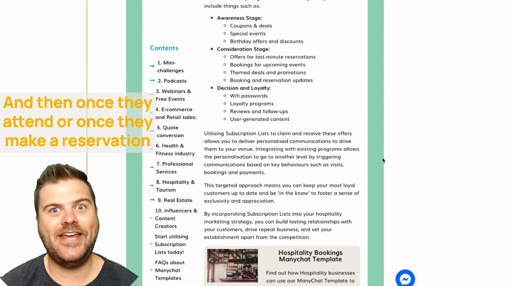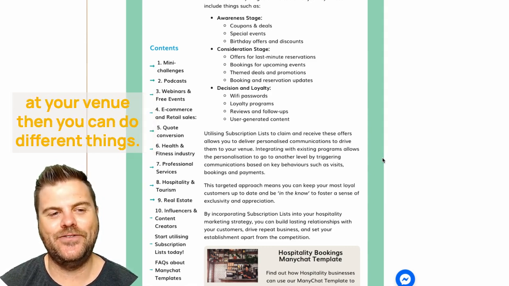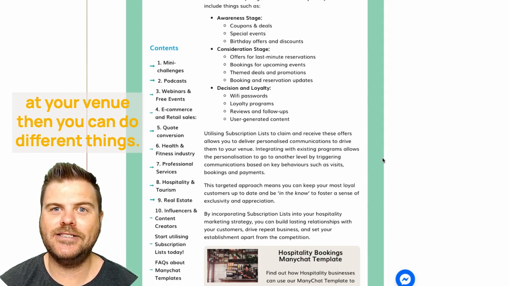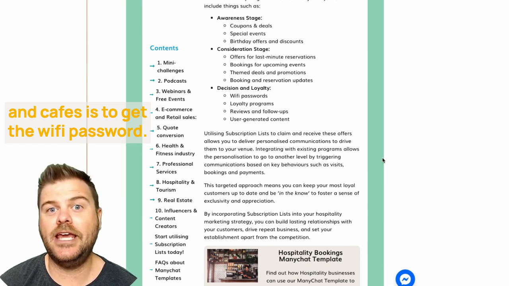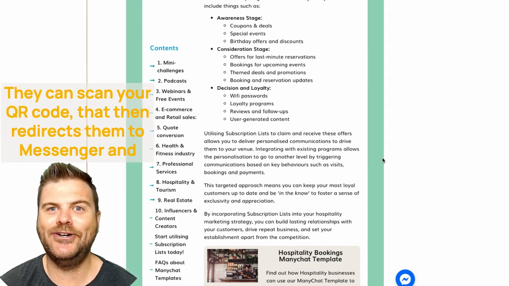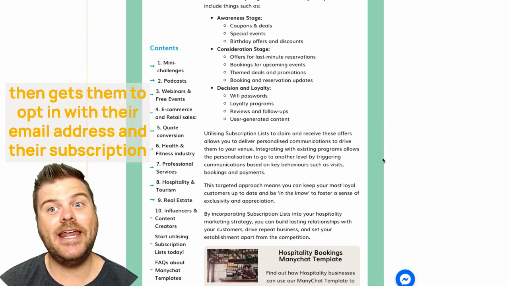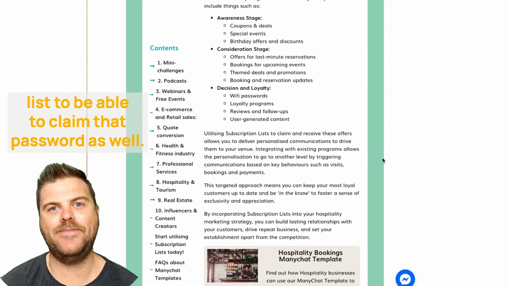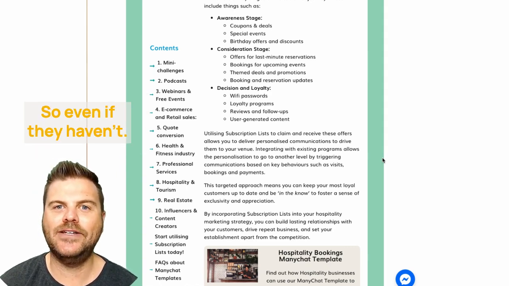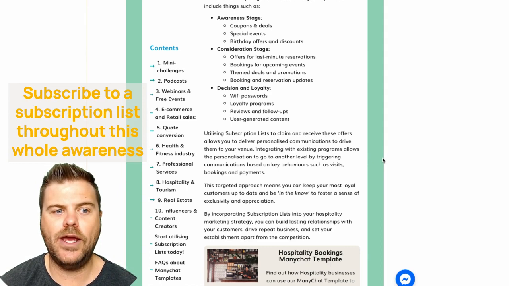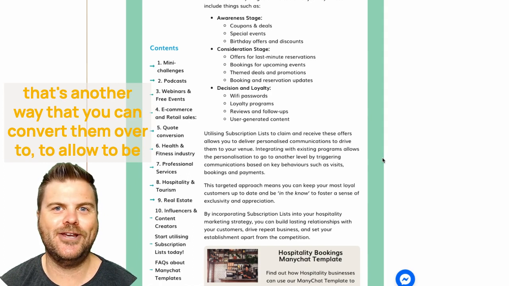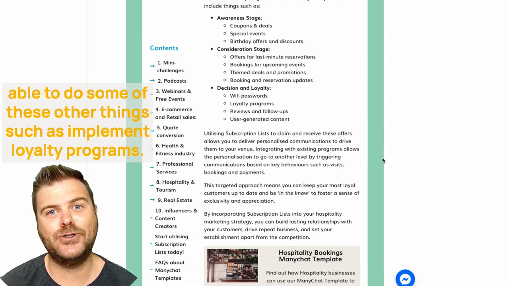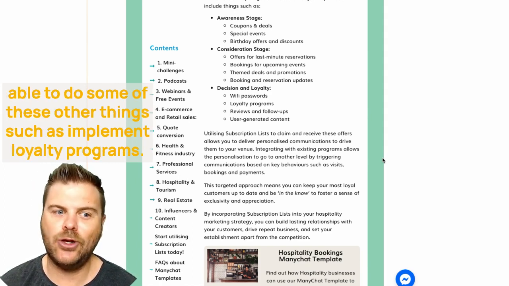And then once they attend or make a reservation at your venue, you can do different things on the venue as well. A really simple thing that we use for restaurants and cafes is the Wi-Fi password. They can scan a QR code that redirects them to Messenger and gets them to opt in with their email address and a subscription list to claim that password. So even if they haven't subscribed throughout the awareness and consideration stages and they happen to be on site at your venue, that's another way you can convert them over, to then do other things such as implement loyalty programs.